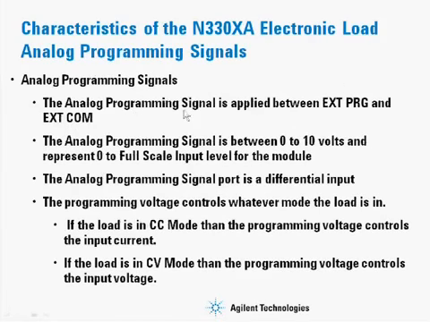The analog programming signal is applied between the external prog and the external COM pin. The analog programming signal is also between 0 to 10 volts and represents 0 to full scale depending upon the mode you're in. The analog programming signal is also a differential signal. The programming voltage controls whatever mode the load is in. So if you are in CC mode, then the programming voltage controls the input current. If the load is in CV mode, then the programming voltage controls the input voltage.